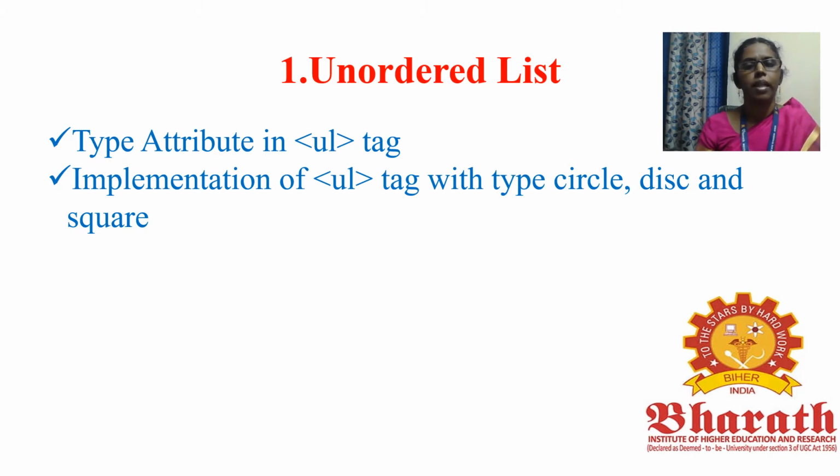So we discussed three types of list: unordered list, ordered list, and definition list. Now let us elaborately discuss about each list. What are the various attributes we are having within each type of list, as well as how we are implementing this. The first one is unordered list. In this unordered list, we are going to discuss about the type attribute in UL tag, because UL tag is the tag we are using for unordered list, and how we are implementing this UL tag with various types such as circle, disk, and square.